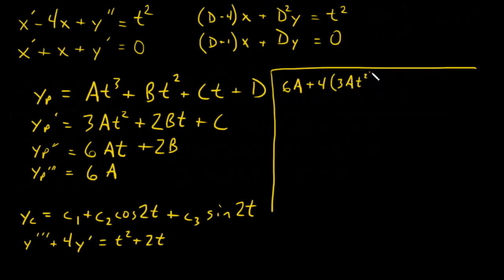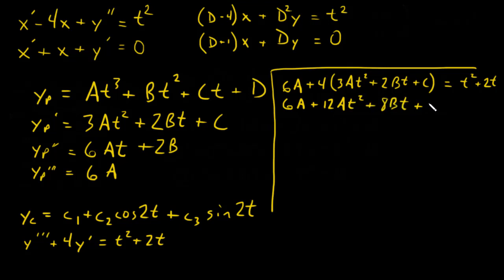Let me erase this little thing here. So 3at squared plus 2bt plus c, and then that's going to equal t squared plus 2t. All right. So now I can group things. First off, let me distribute that. 6a plus 12at squared plus 8bt plus 4c equals t squared plus 2t.